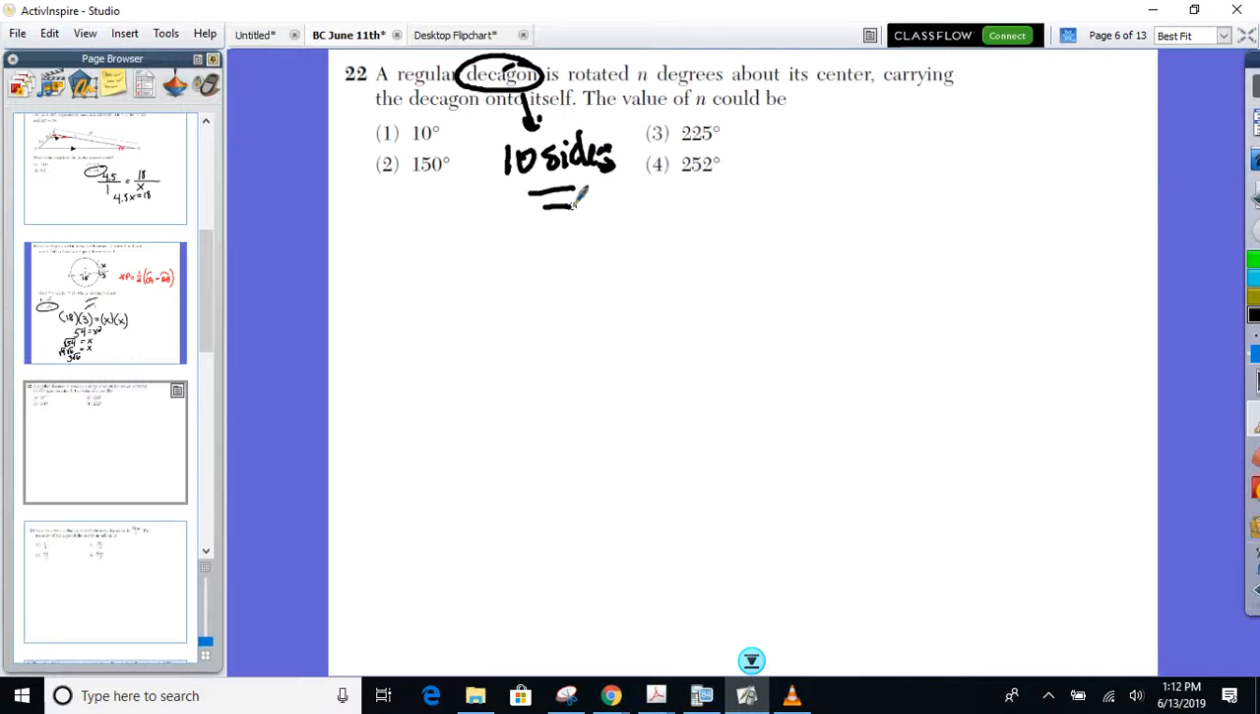I go all the way around. How many degrees am I going? 360. That's never going to be an answer. But I can take 360 and do a little something with it. Because from 0 to 360, how many times am I going to see that decagon carry onto itself? 10 times. So to find the minimum amount of degrees I could rotate it, I can divide by 10. So minimum, I could rotate it 36 degrees, boom, get that decagon back. Not a choice. Probably won't be a choice.